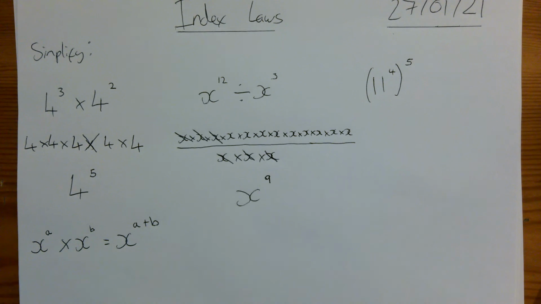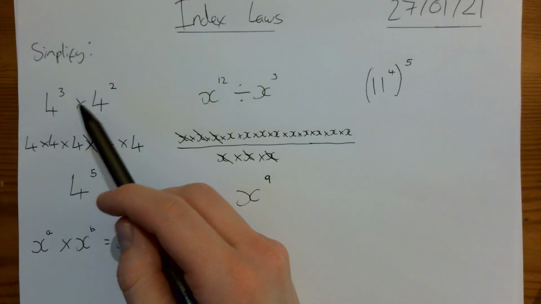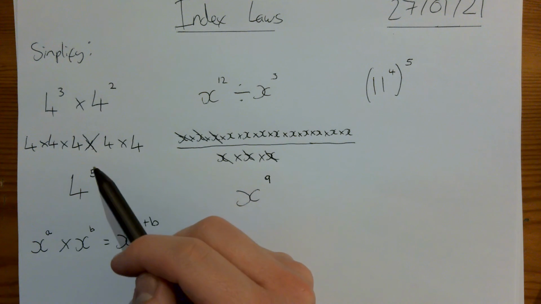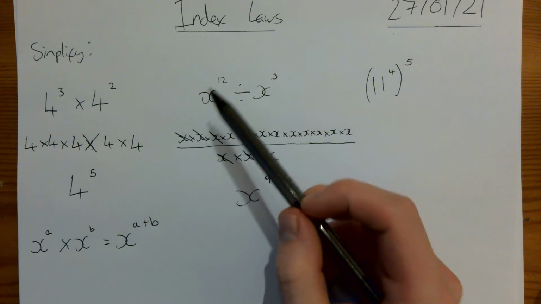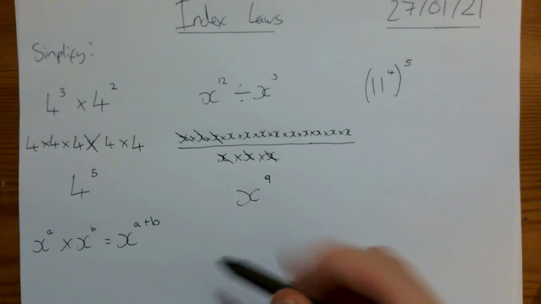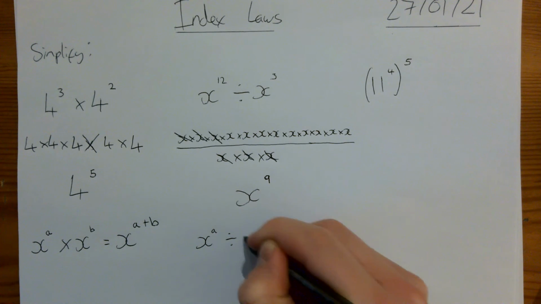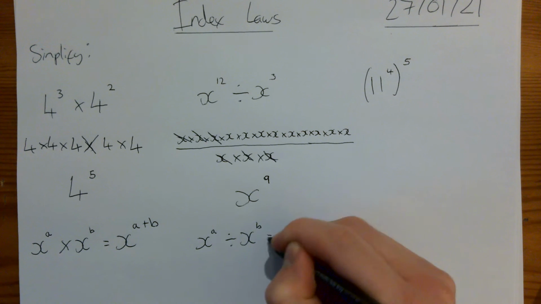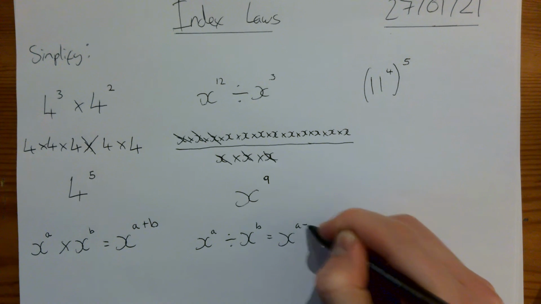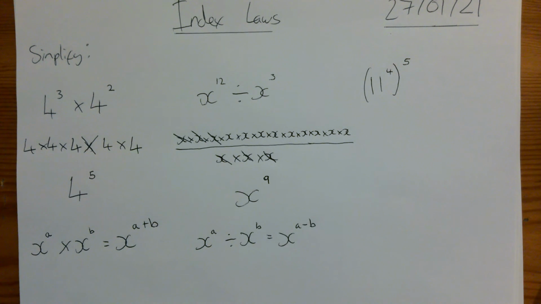So can you see what's happened? When we multiplied those powers, they added, and when we divide the powers, they've subtracted. So the rule we can write it as, if you have x to the power a divided by x to the power b, it becomes x to the power a minus b. So when they divide, you subtract those powers.